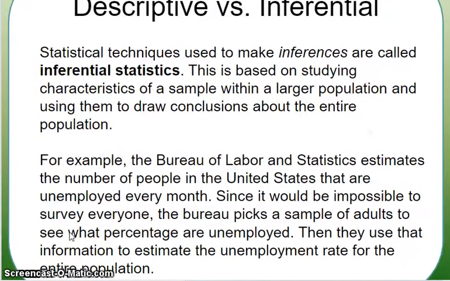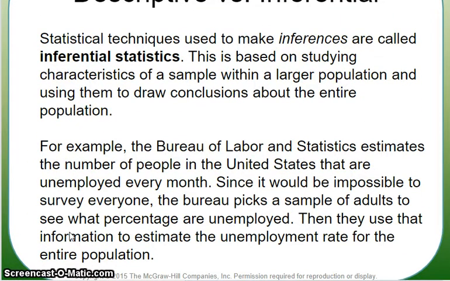The second one is inferential. So this is studying characteristics of a sample that's part of a population, and then you're drawing conclusions about the entire population based on that. So my example says the Bureau of Labor and Statistics estimates the number of people in the U.S. that are unemployed every month. Since it's impossible to survey everyone, you pick a sample and then you use this information to estimate the unemployment rate for your whole population.